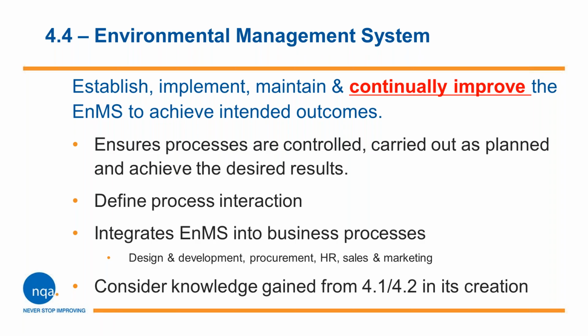4.4, energy management system, just basically tells you what you've got to have. You've got to have a system that's established, implemented, maintained, and a system that continually improves to achieve the intended outcome. It says that you've got to ensure that your processes are controlled, that you carry them out as you meant to carry them out, and they achieve what they meant to achieve. They achieve the desired results.